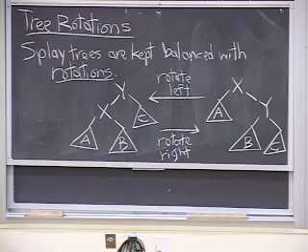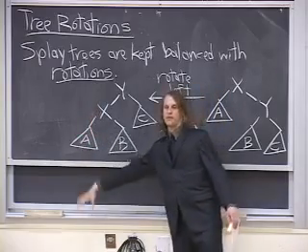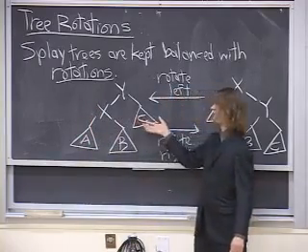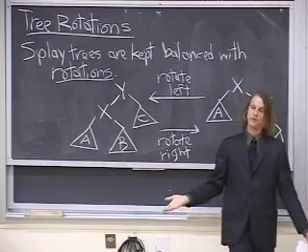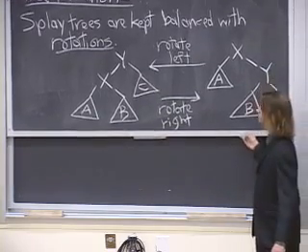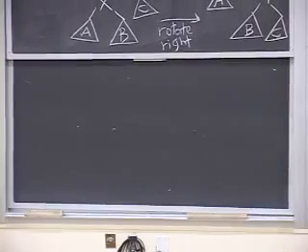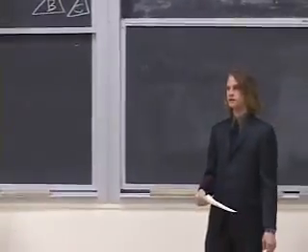Well, that depends on what's in all the subtrees. So maybe A is a subtree with hundreds of nodes, and maybe C is empty. So it all depends. We'll see a bunch of examples of trees being rebalanced by these rotations. Other questions? Okay.